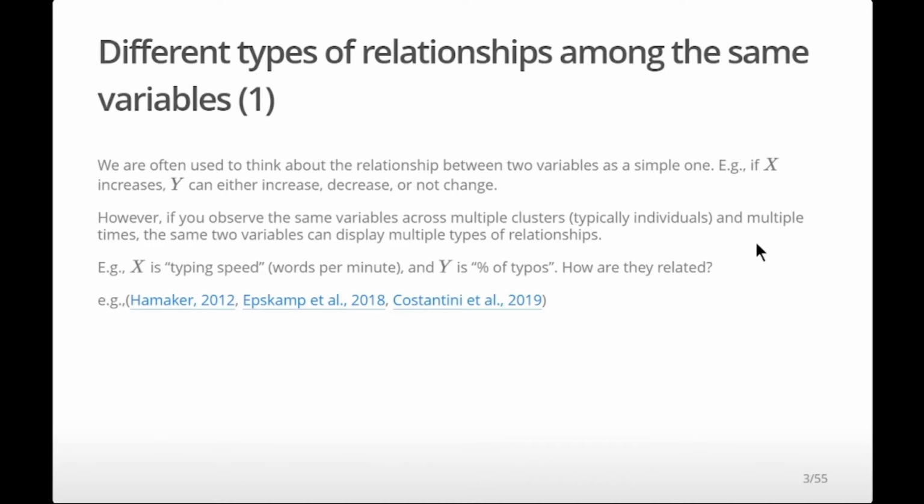There are three possible relationships. Either they are positively related, or they are negatively related, or they are unrelated.